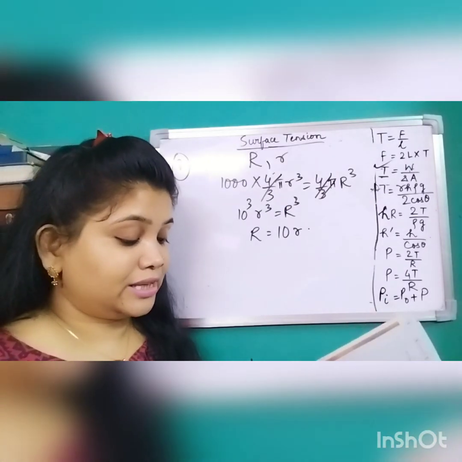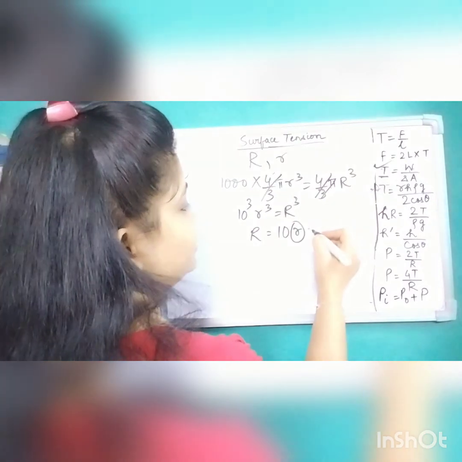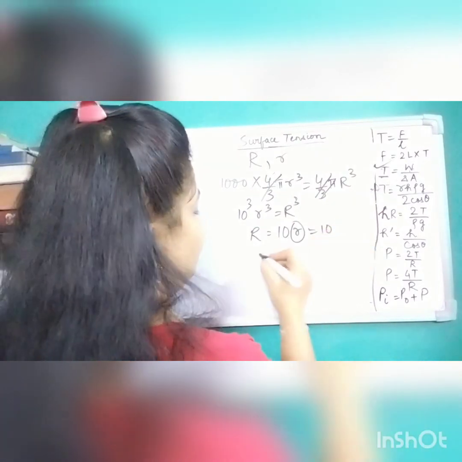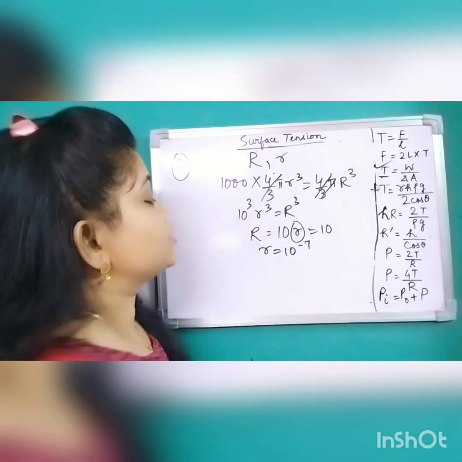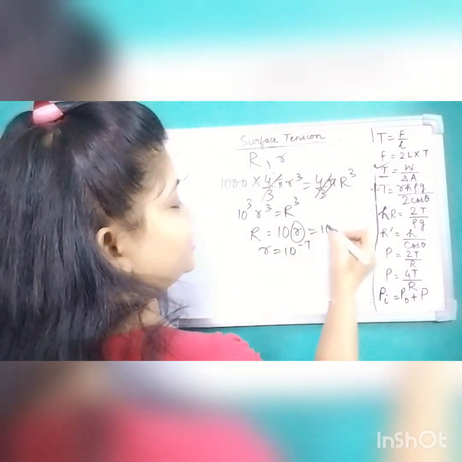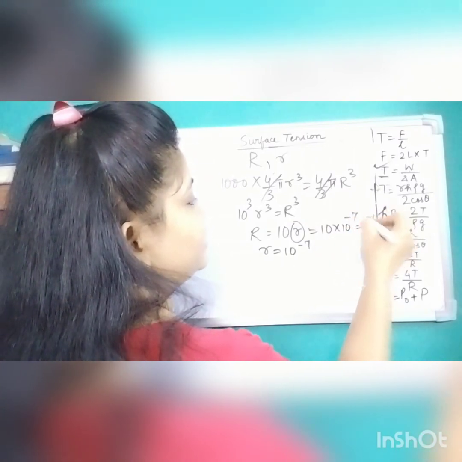So here, see students, what is given? The value of small r is given as 10 to the power of minus 7. So here you can easily solve for capital R, which is 10 times 10 to the power of minus 7. That means 10 to the power of minus 6.